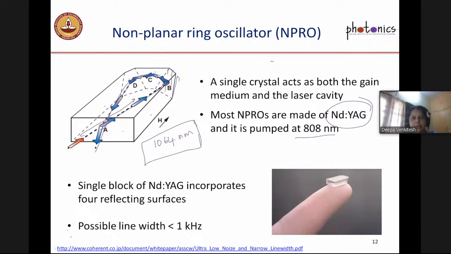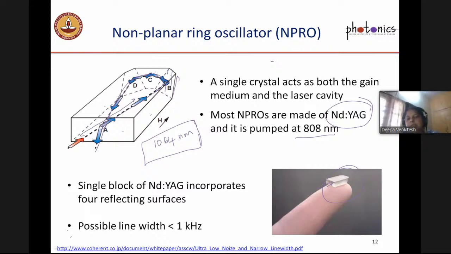Now, a single block contains, as I explained earlier, 4 reflecting surfaces, and on the whole, the crystal looks as small as this. Somebody is actually holding it at his or her fingertip. We said how the line width can be influenced by the cavity. You see the polished faces here. The side faces are ground, so light cannot come out this way. Light enters this way, gets reflected from these 4 mirrors and comes out this way.